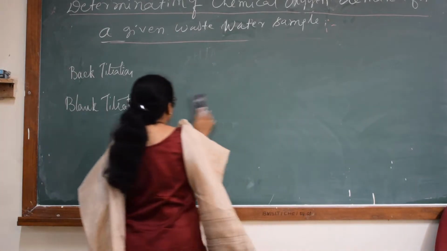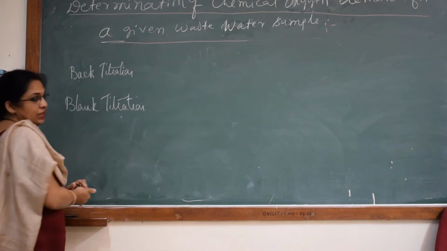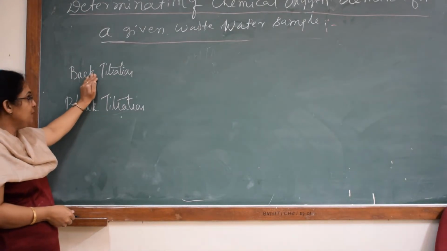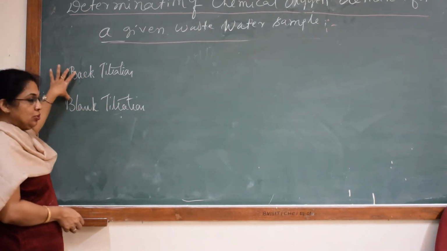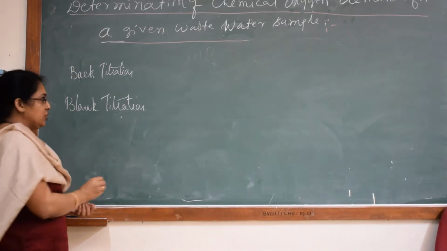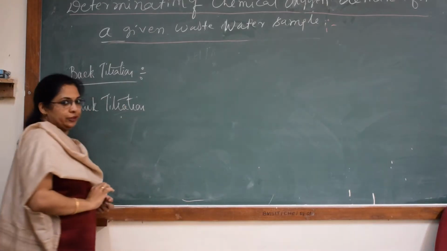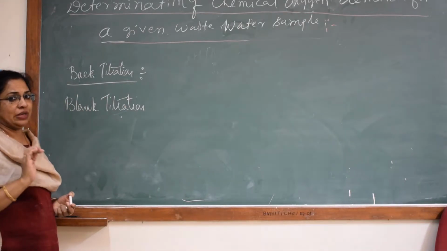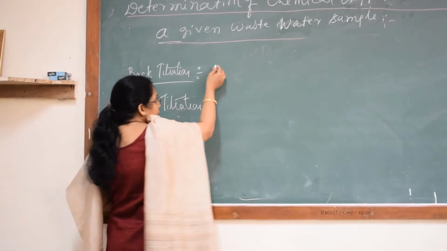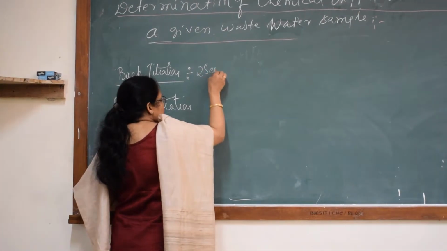Now the titration part. Here we are going to do two types of titrations. One is the blank titration, the other one is the back titration. There are two titrations. So first I explain the back titration. Back titration is nothing but you are providing wastewater. So don't worry about wastewater, we get very clean wastewater. We just take out 25 cc of wastewater.